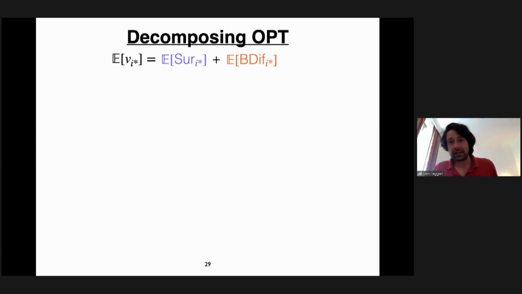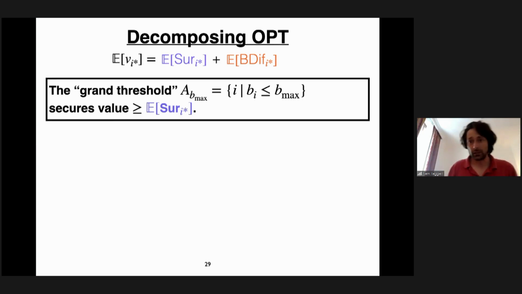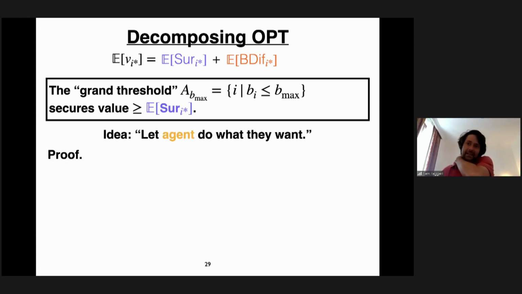Now, it might not be obvious to you yet that surplus represents the aligned part of the optimal utility and bias difference represents the unaligned part. So let me try and convince you by showing that surplus is really easy to approximate. So in particular, you can tell the agent, pick whatever you want, but don't pick anything that has higher bias than the most biased action in opt. This is sort of the grand threshold, the threshold that is the smallest threshold that includes everything in opt. And if you do this, it turns out you are guaranteed to get this surplus term as your value. So you're sort of letting the agent do what they want.